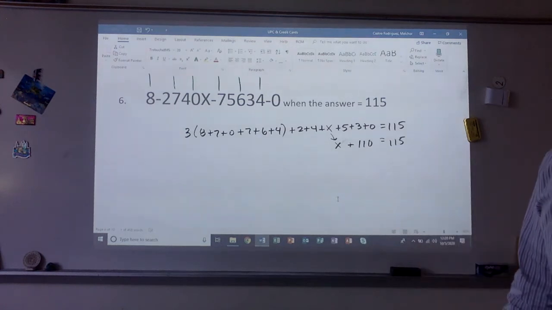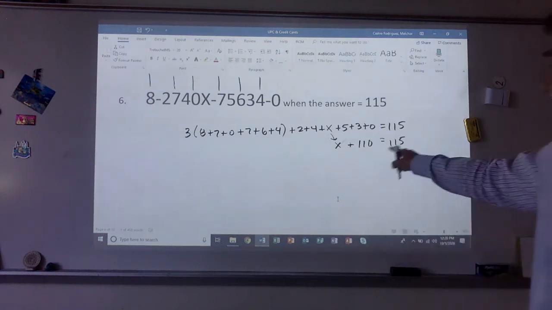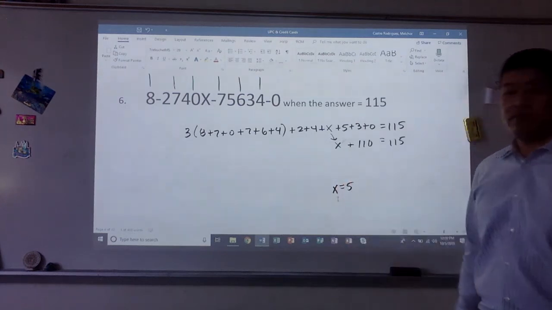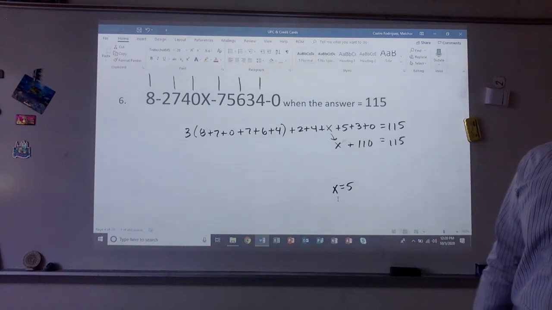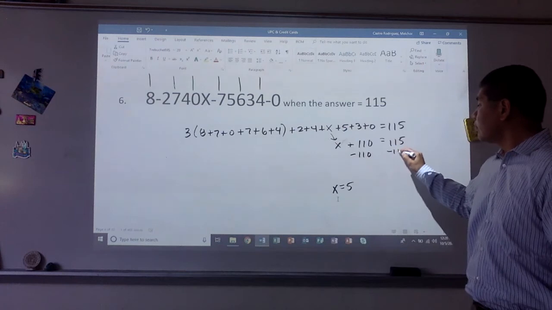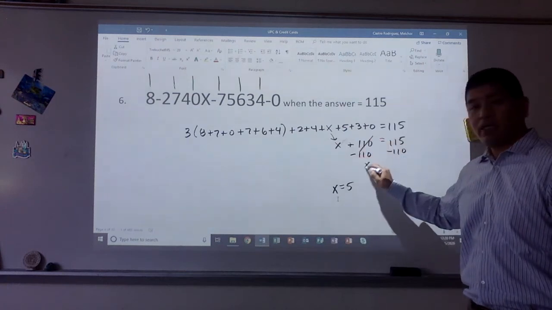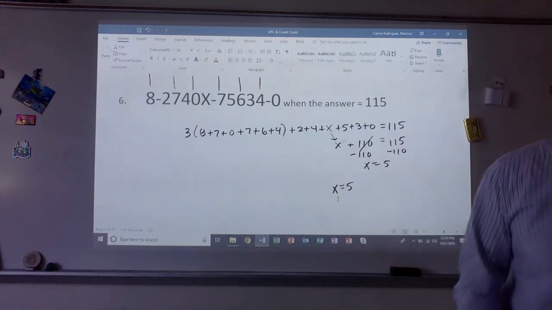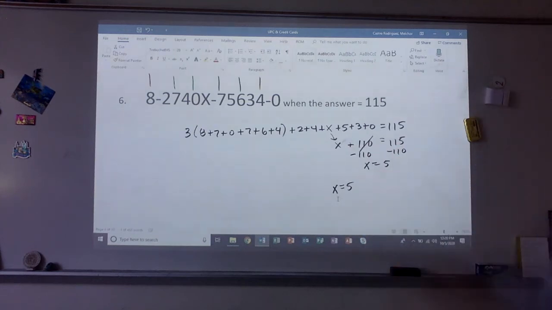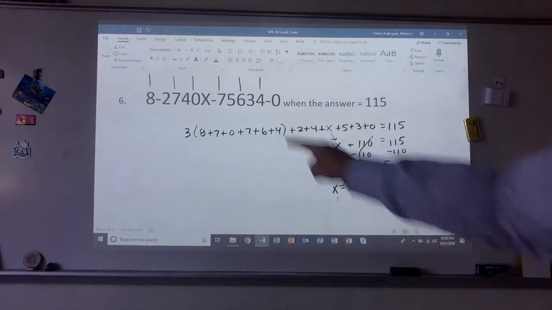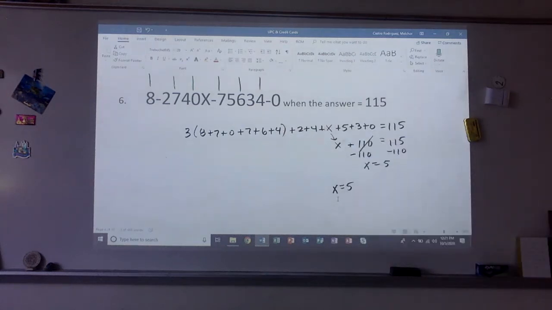Well, that is common sense. What number do I need to make it 115? X equals 5. If you didn't know that, you just do the algebra. Minus 110. This cancels. X equals 115 minus 110, 5. It gives me the same answer. So when there's an x and it's on the outside, just bring it down. What happens when I put an x inside? That's the next number.